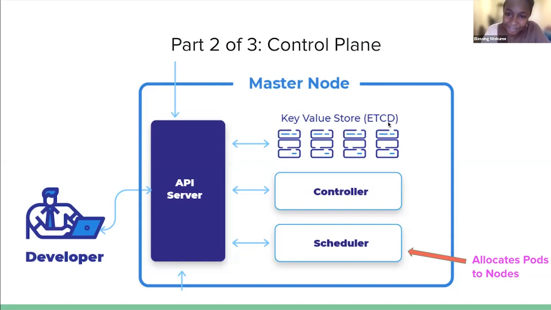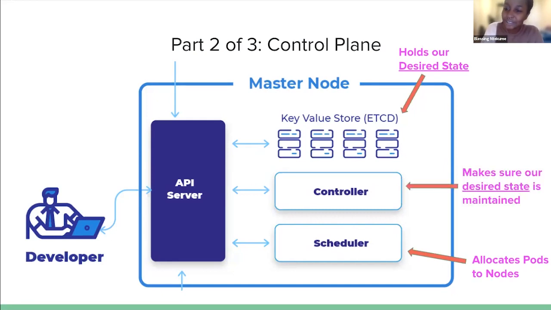And then next, up here, we have a key value store, the etcd. This is what holds our desired state. It's a database that stores the backup of our entire cluster data. You can just think of this key value store as the single source of truth for all of our cluster data. We want our cluster to have the desired state at all times. And how do we do that? We go to the controller manager, which makes sure our desired state is maintained. It regulates tasks and maintains the cluster state.